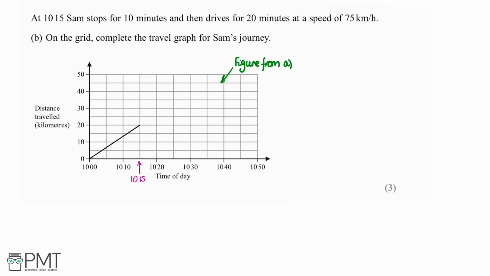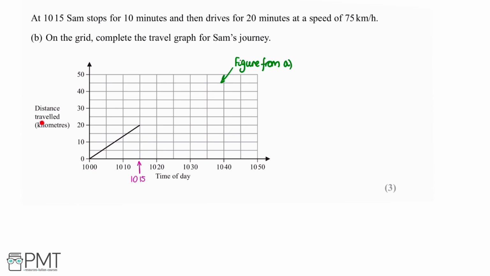per hour. At 10:15, Sam stops for 10 minutes, and then drives for 20 minutes at a speed of 75 kilometres per hour. So on the grid, we need to complete the travel graph of Sam's journey. Okay, so we know that for the first 15 minutes, Sam's travelling. And then at 10:15 here, Sam's stopping for 10 minutes. Well, what does it mean to be stopped? Well, that means to be going at 0 speed.